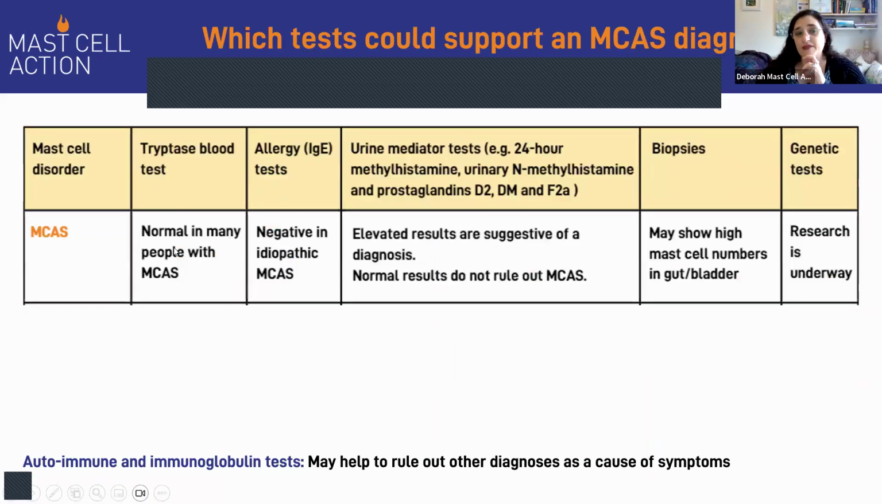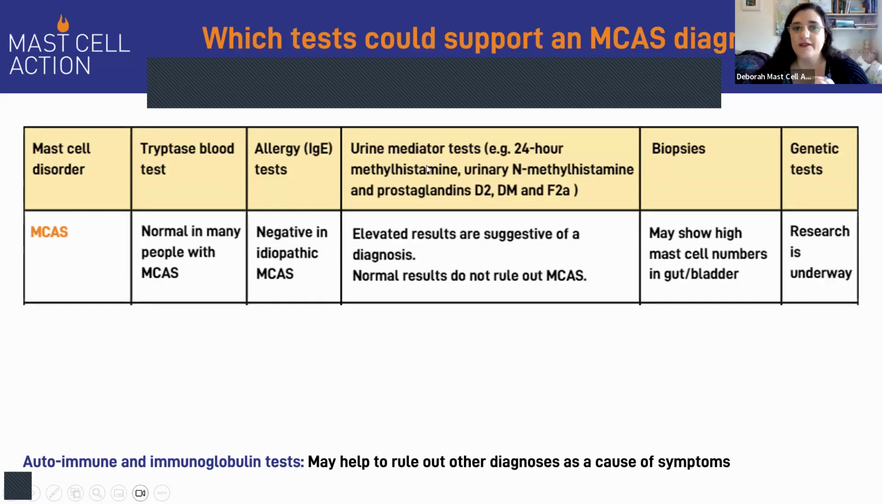Tryptase is not a reliable marker. A lot of doctors will say, we'll test for tryptase, but that can be normal in people with MCAS. Allergy tests are negative in people with MCAS because, as I said at the beginning, they're not reacting to antibodies. They're not producing antibodies, and those are antibody tests, so it won't show up an MCAS reaction. You can still have allergies, but it won't show up MCAS reactions.